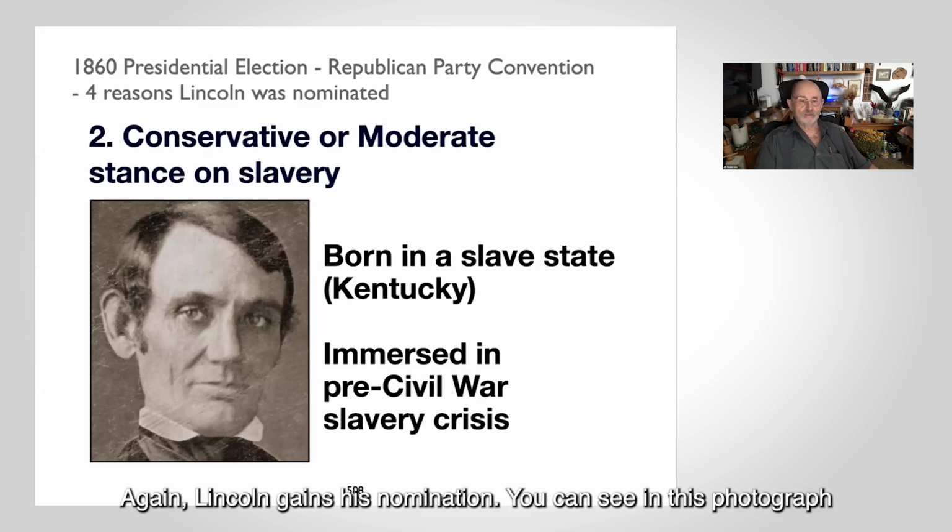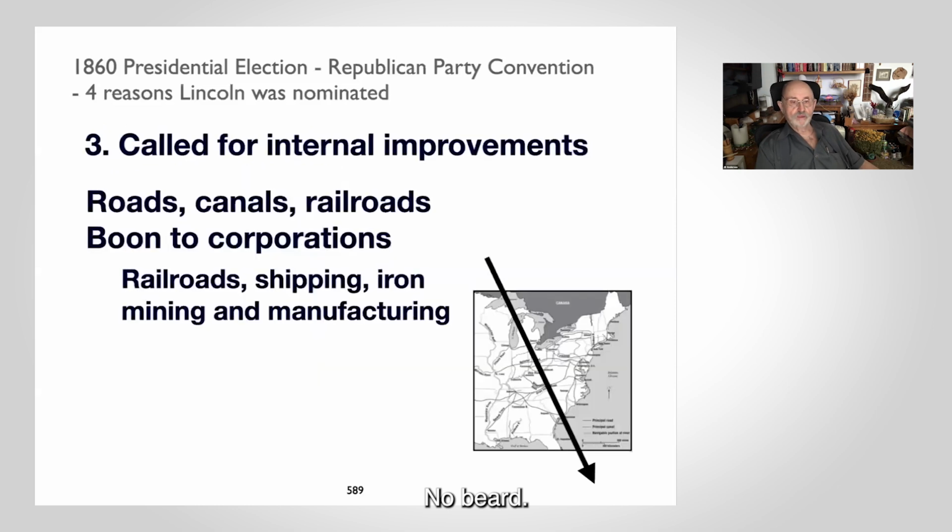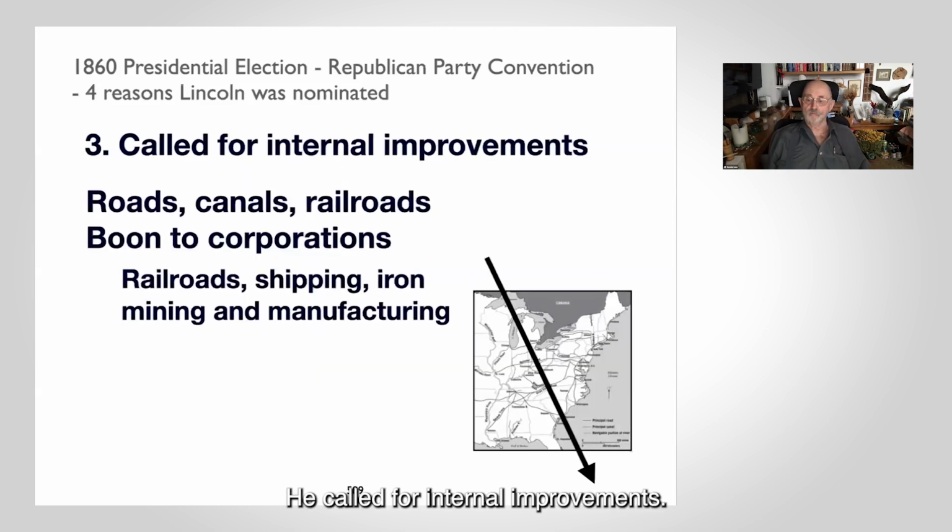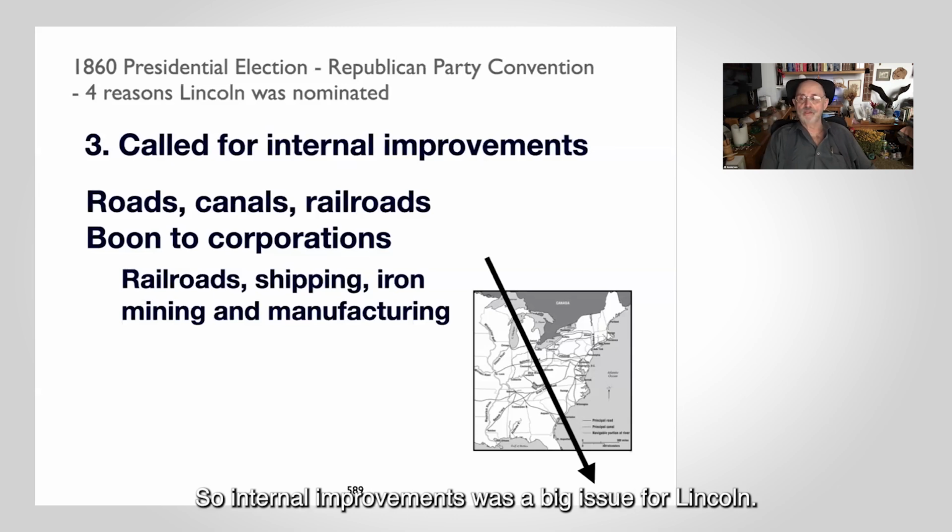Again, Lincoln gains this nomination. You can see in this photograph, no beard. He called for internal improvements. When he was a local person there in Springfield and running for local political office, he wanted that river that ran through the Springfield area improved. So internal improvements was a big issue for Lincoln, first in his home area and then nationally.